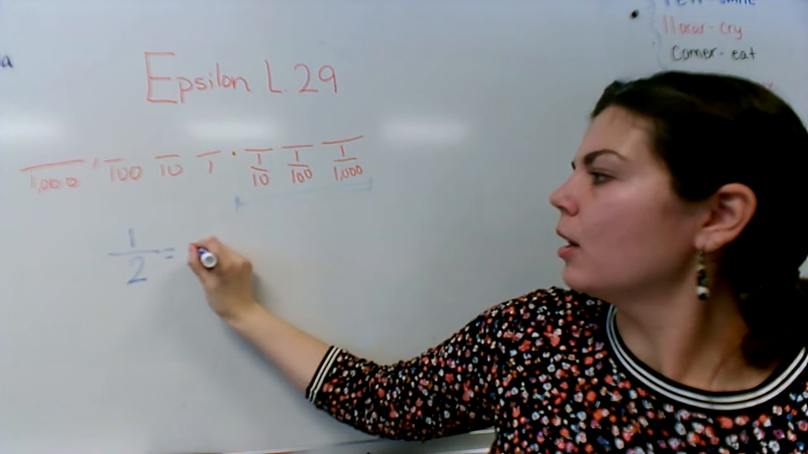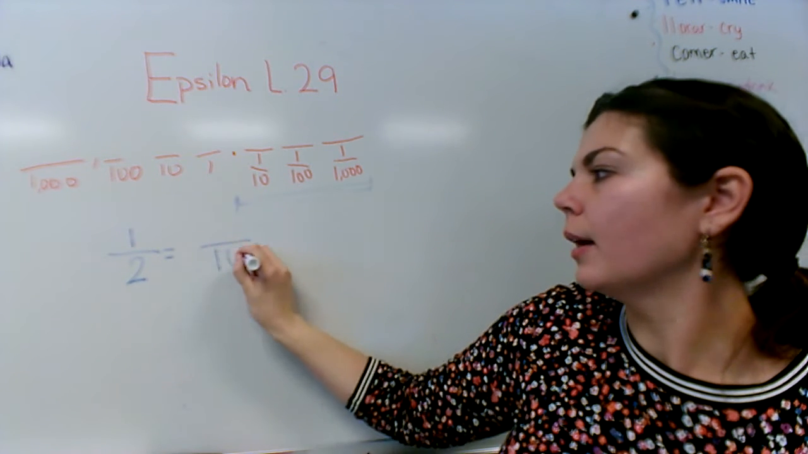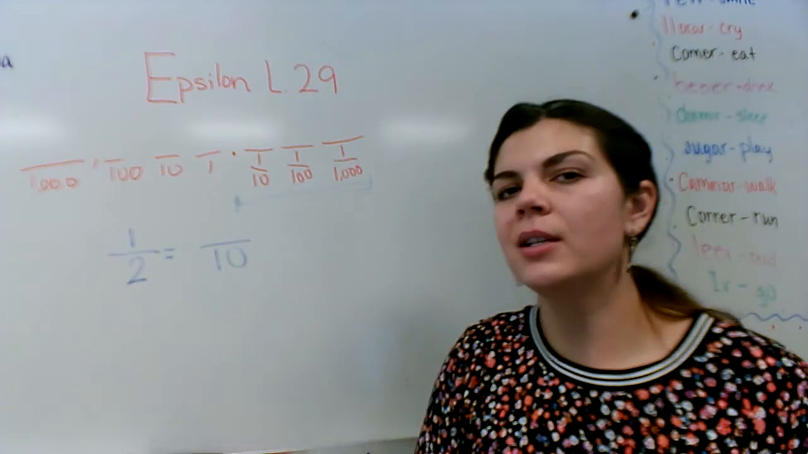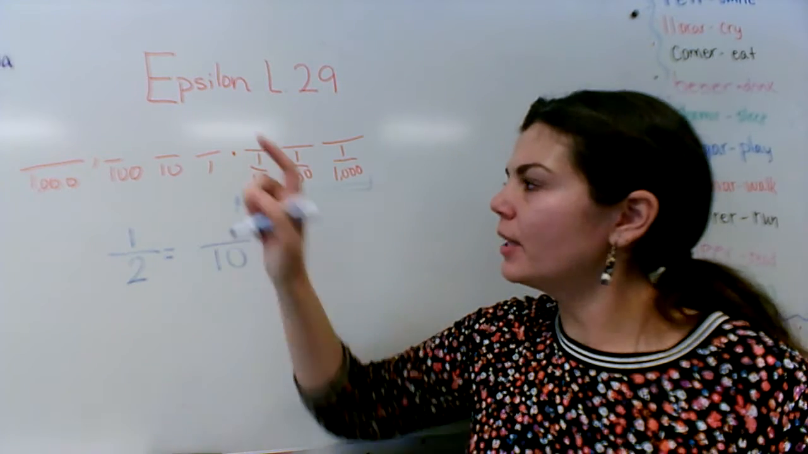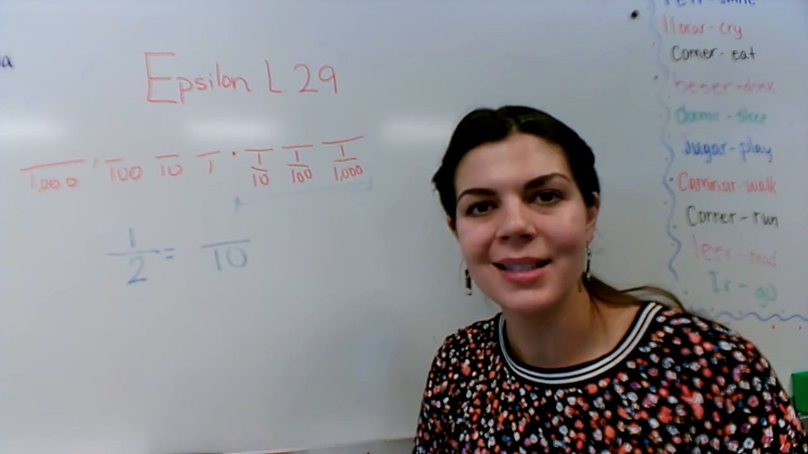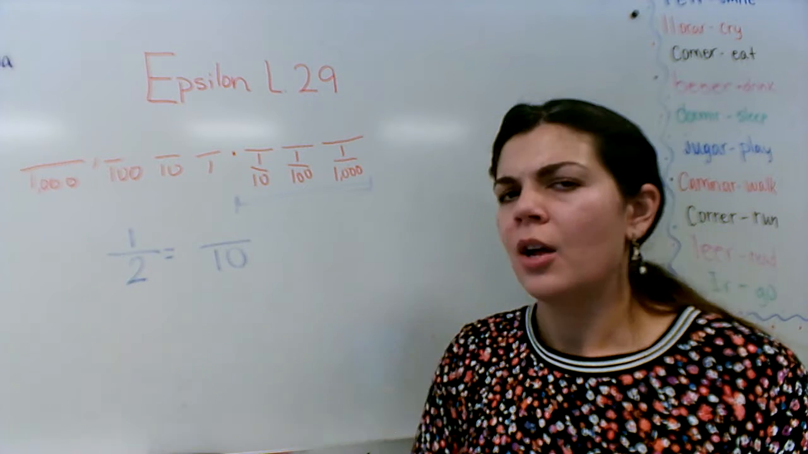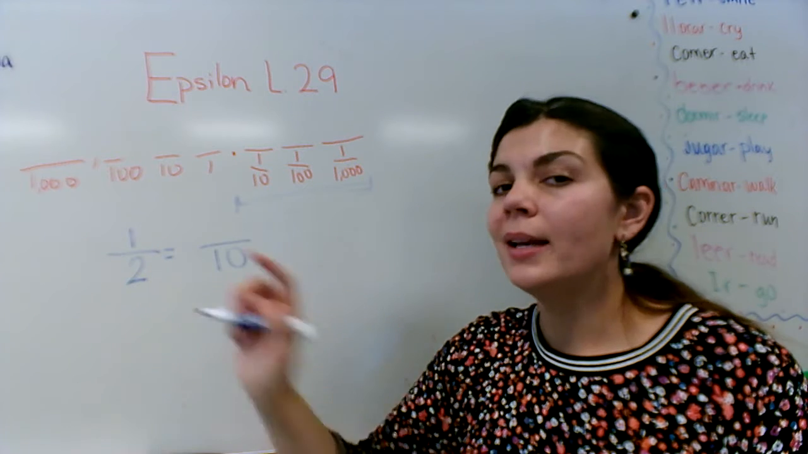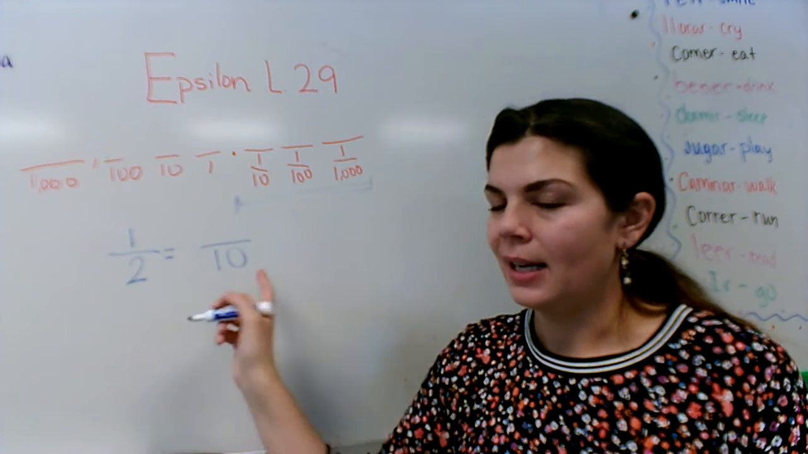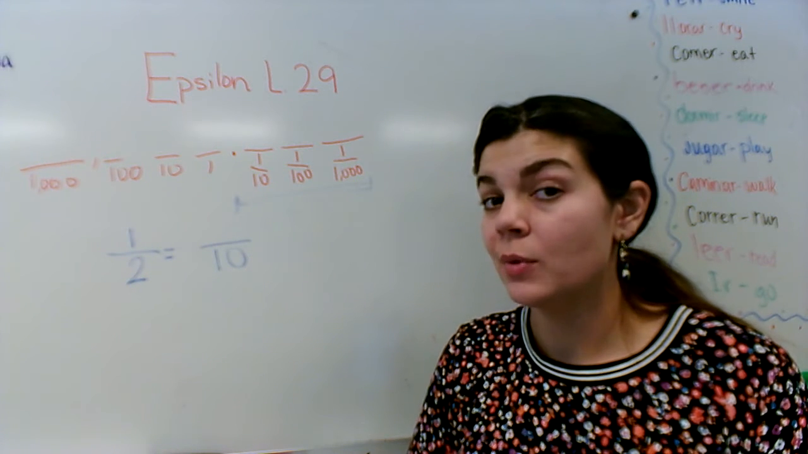All right. So let's see here. I have half, and I want my denominator to be 10, so it can go in the tenths place. Okay? Now 2 and 10. 2 times what number is 10? 2 times what number?